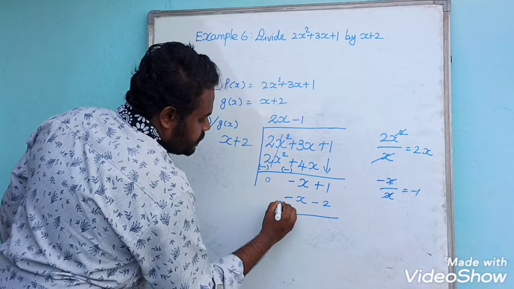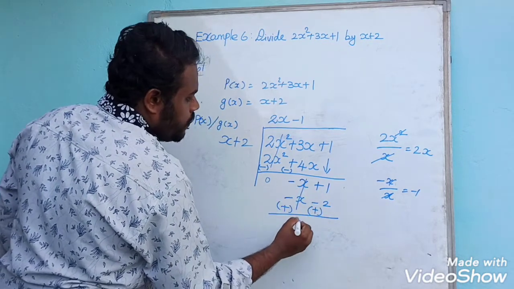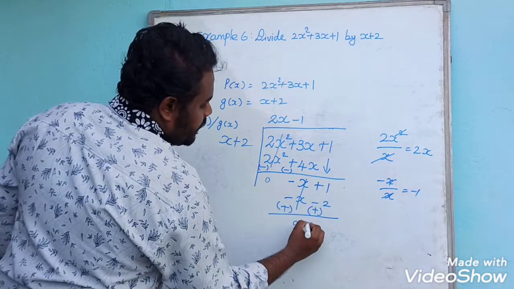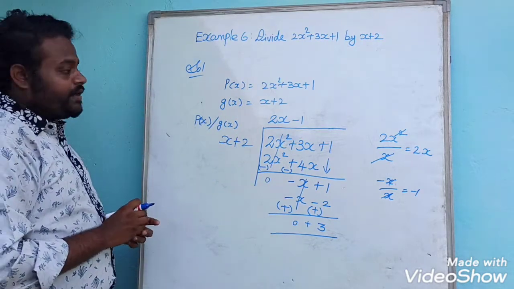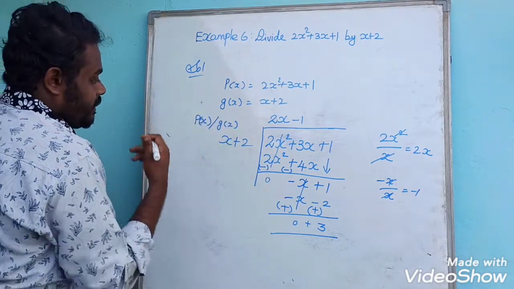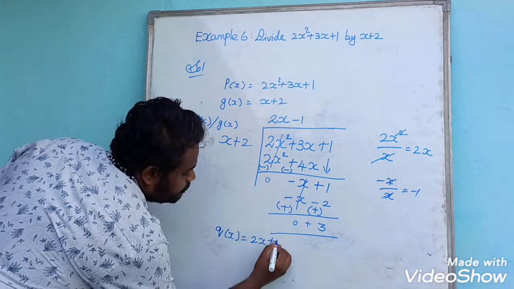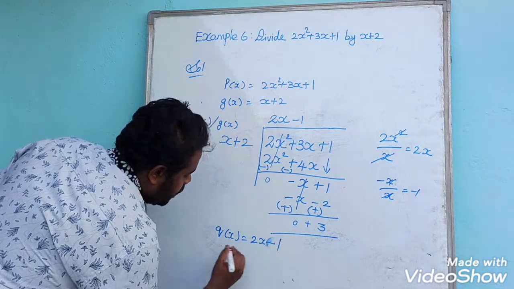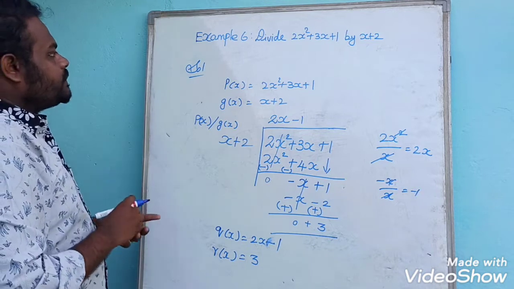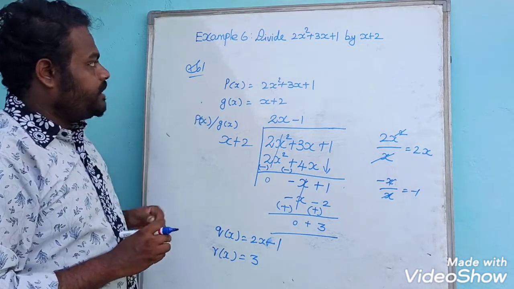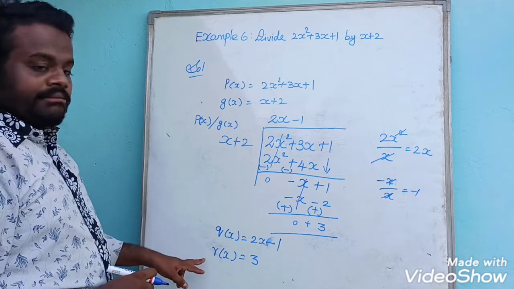Again, as usual, we have to change the symbol. Minus x plus x, we get 0. So plus 2 plus 1, we get plus 3. So already I told you the quotient is q of x and the remainder is r of x. Here q of x is equal to 2x minus 1, and r of x is equal to 3. So this is the normal method. We have to divide the two polynomials. So 2x square plus 3x plus 1 can be divided by x plus 2, and we get the quotient and remainder like this.